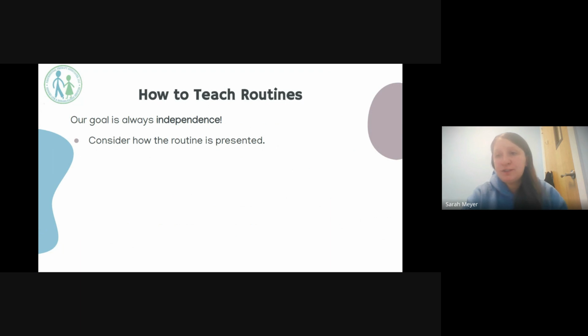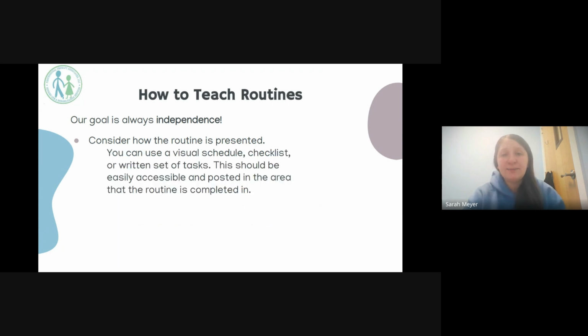And when we're doing routines, our main goal is always independence. That's the point of a routine. We want this to be the expectation for the child, for the family, that they're able to do so without the adult prompting them through the whole sequence. So consider how the routine is presented.